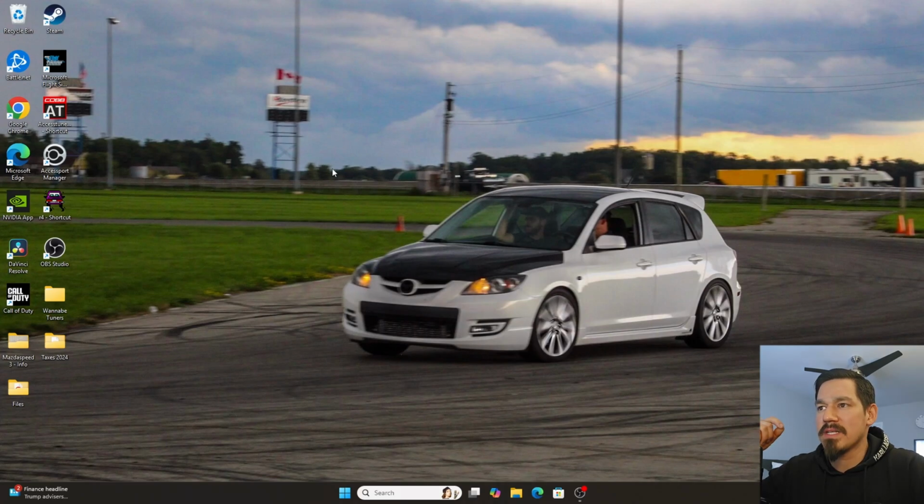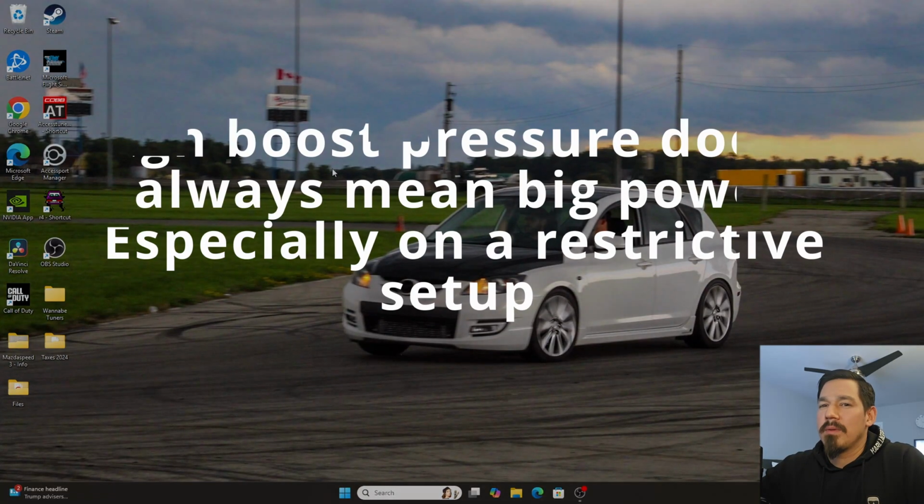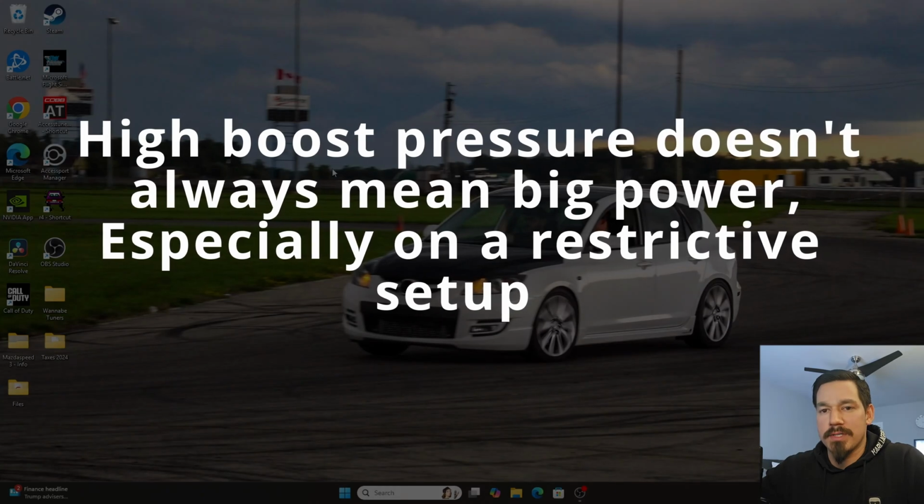A lot of people have this idea that just because the boost pressure number is high, the car must be making a lot of power. But I don't agree with that, because if you've got a restrictive setup, you can be running a lot of boost, but if you're not actually getting the amount of air and fuel into the engine because there's too much restriction and you're not able to get it out, then you're not really going to be making that much power, even though your boost pressure is high.